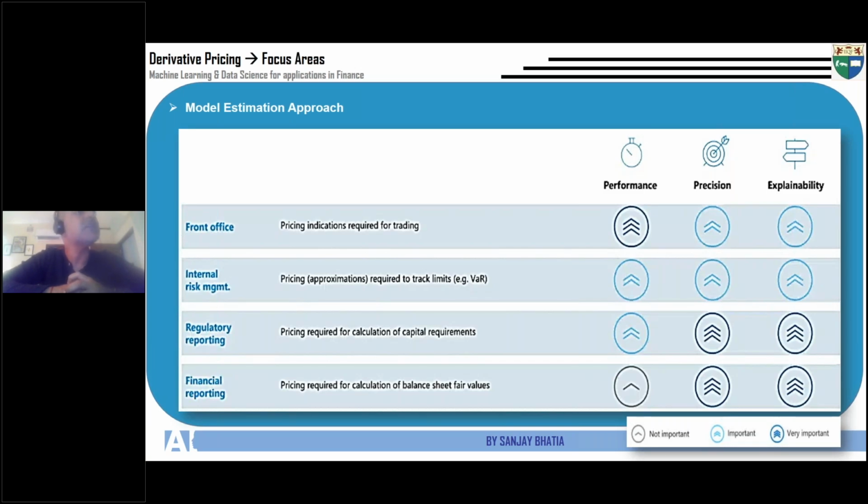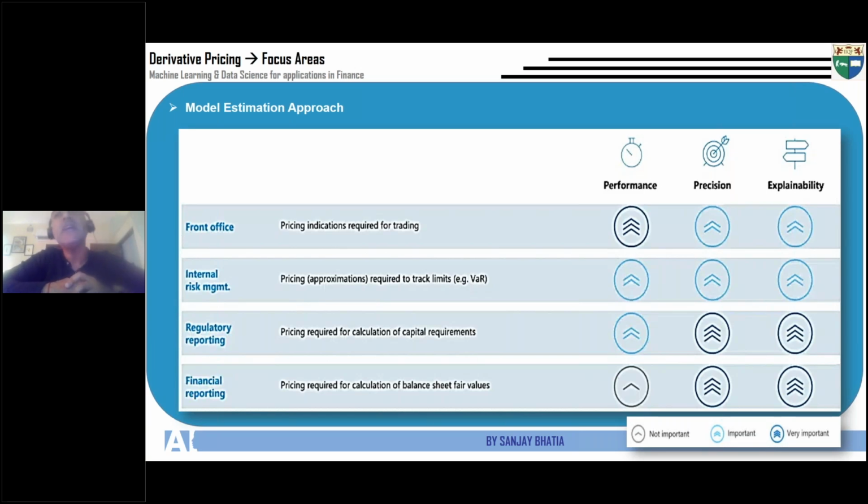And for front office pricing, we need a very high performant model. That's the focus. So if you are building a model for front office, they would definitely place more demand on performance. But when it comes to precision and explainability, what do you mean by precision? That the model should be as accurate as possible, right? And explainability, that the model should be able to explain fully how a particular price is arrived at, right? What are the parameters, what those parameters capture in terms of the relationship between different variables in the model, and how that then leads to a particular pricing outcome.